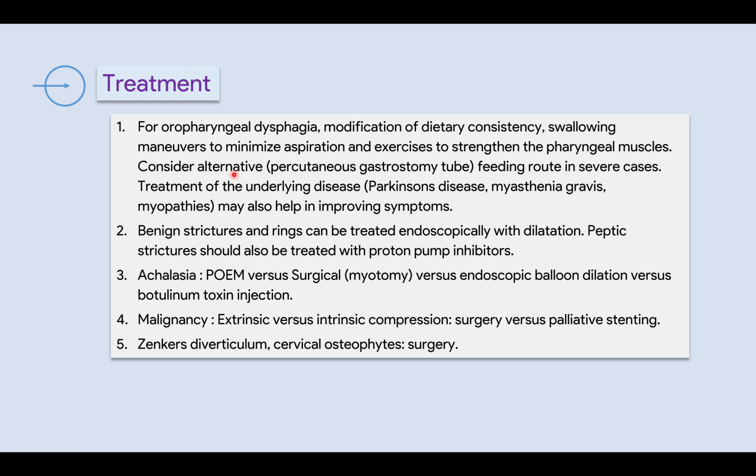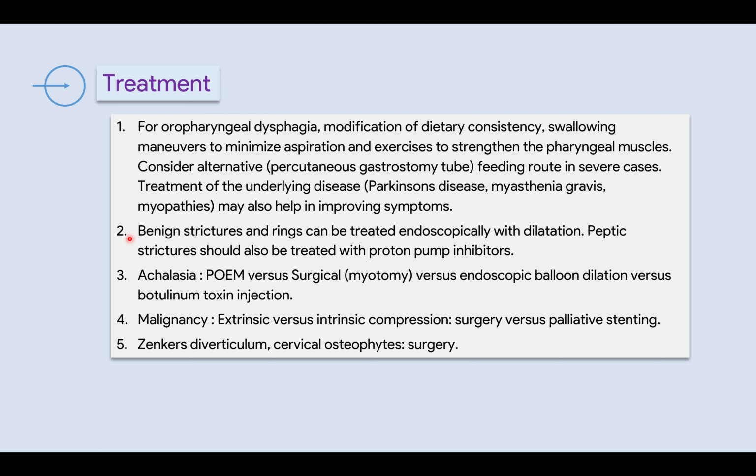Or we could consider an alternative, something like PEG, which is percutaneous endoscopic gastrostomy tube, another route for feeding. That means a tube is placed directly in the stomach so that the feeding can be done. Or we need to improve the treatment of the underlying disease, Parkinson's disease. The dose has to be optimized, or some other therapy for Parkinson's disease has to be given. Myasthenia gravis, the treatment of the myasthenia gravis has to be done to relieve the neuromuscular incoordination in the pharynx, to improve the swallowing.